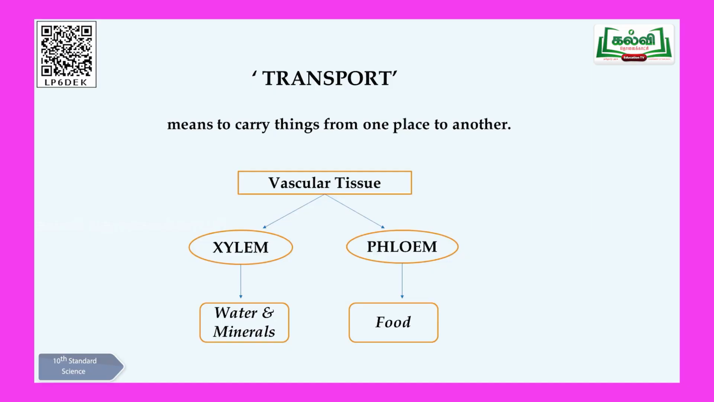When you talk about transport, as I just now told you, xylem and phloem tissues play a very important role to transport materials from one place to another. That is called transport. Okay? Transportation is nothing but carrying materials from one part to the other part.